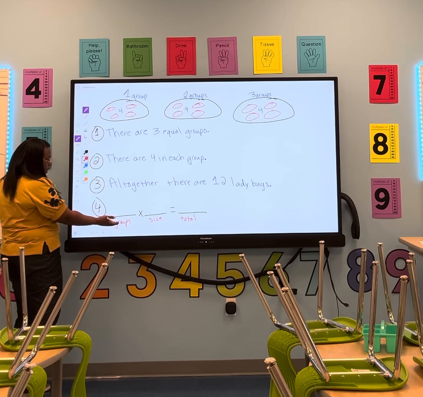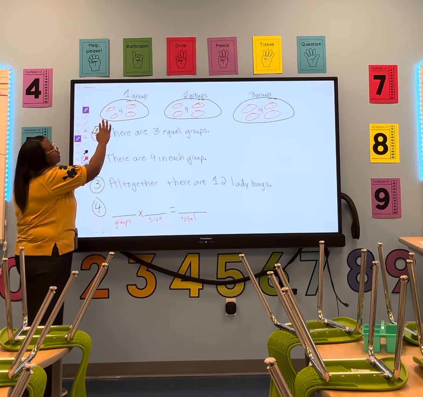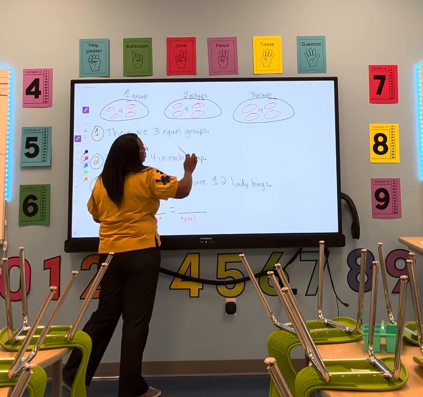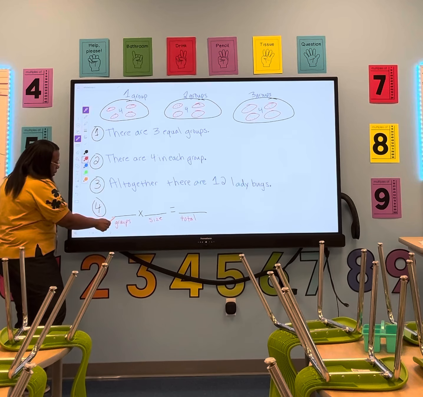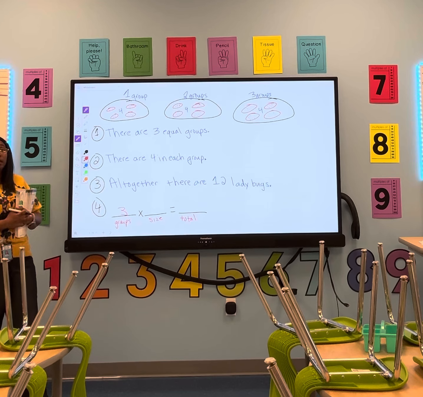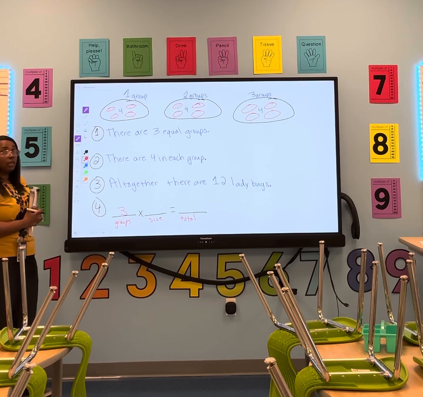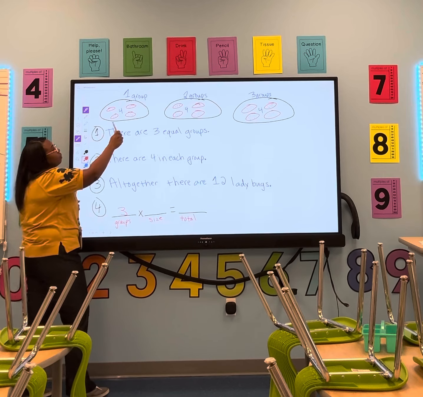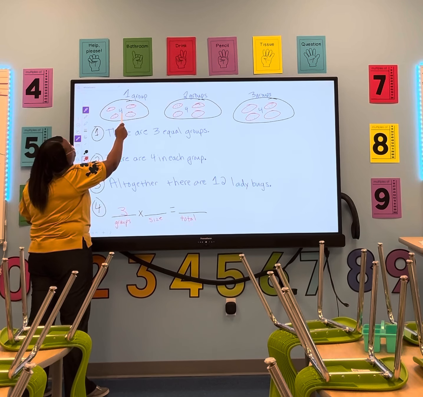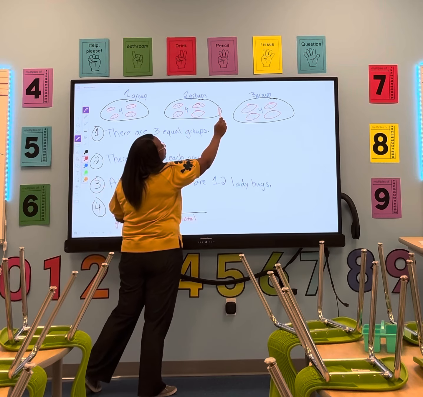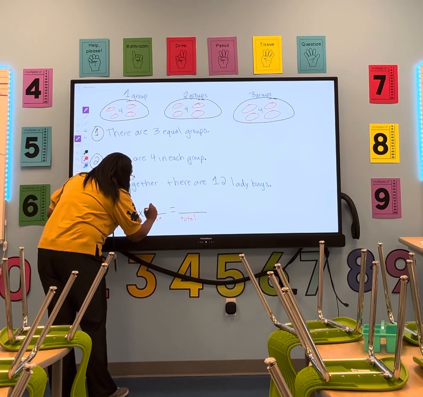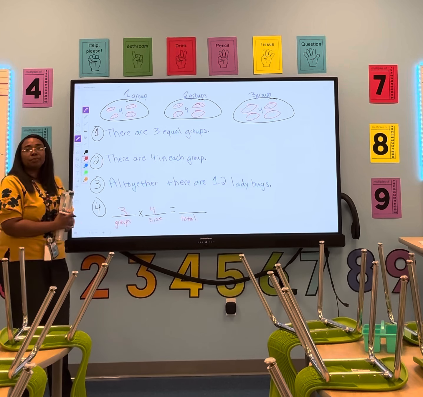If I know the first number is my groups, I just look at my drawing and see how many groups. We already labeled it: 1 group, 2 groups, 3 groups. So the first number in my multiplication sentence is going to be 3. Now, the next number is the size of each group. This one had 4, this one had 4, this one had 4. So each group had 4, and 4 is going to be my next number.